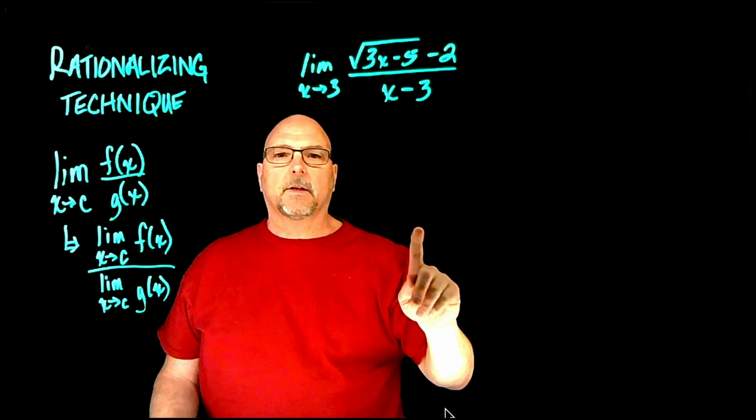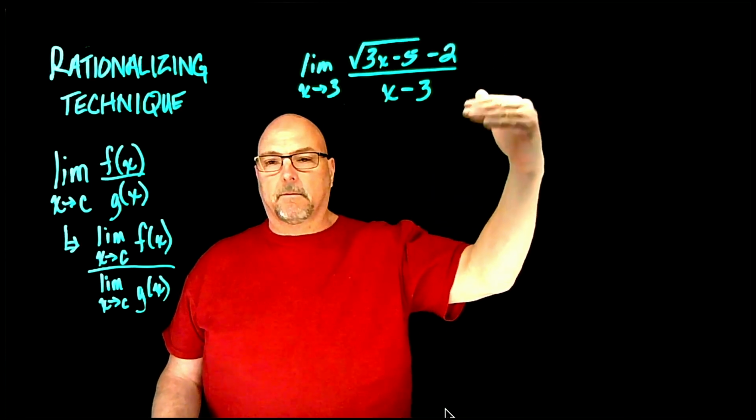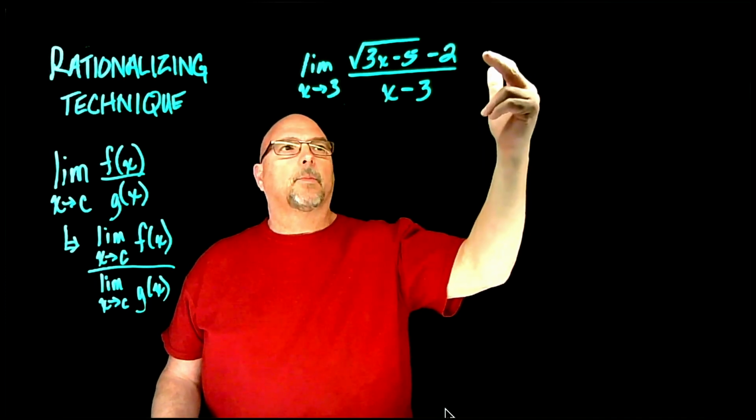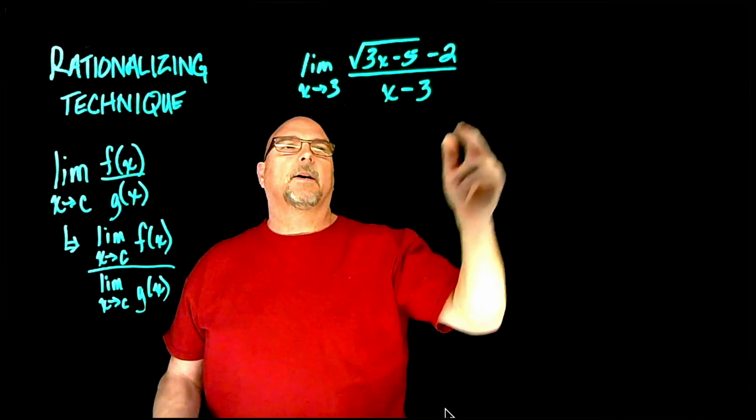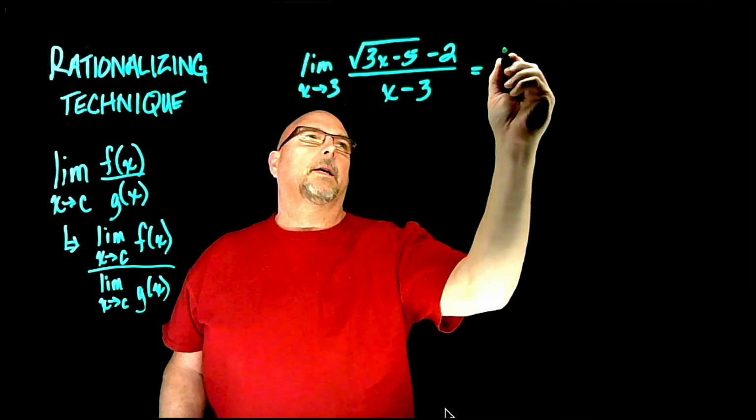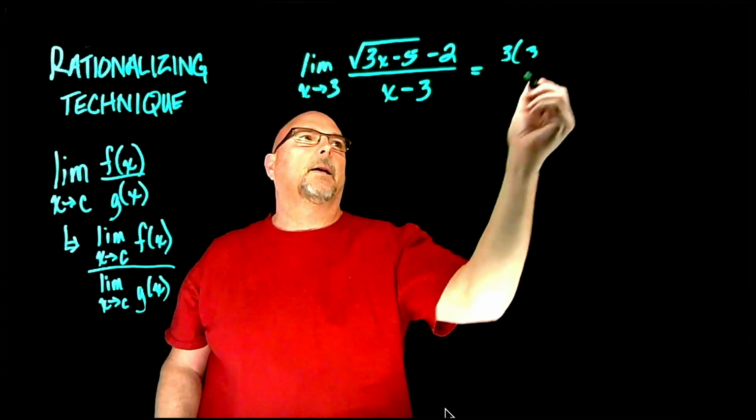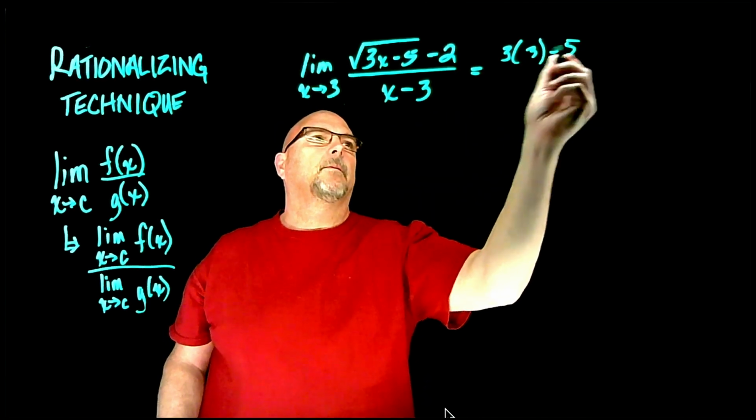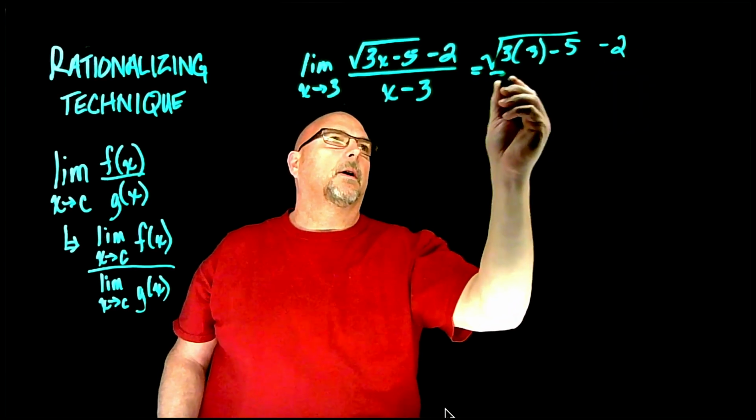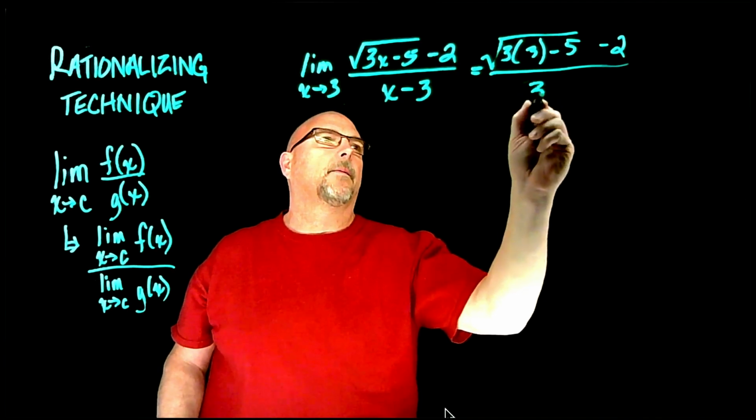But remember, the first thing we need to do is make sure that I, number one, can't do it with direct substitution, but if I do try it, I end up with a 0 over 0. So if I tried that, let's see, what is 3 times 3, because my target value over here is a 3, so minus 5, and then the square root of that, minus 2, all over, well, x is now 3.